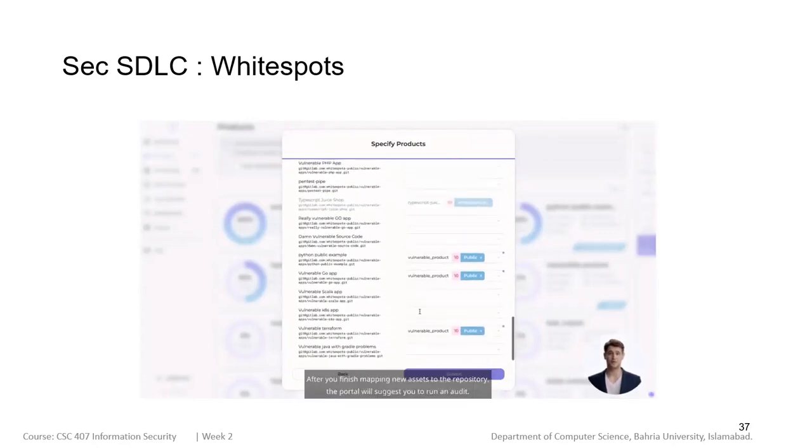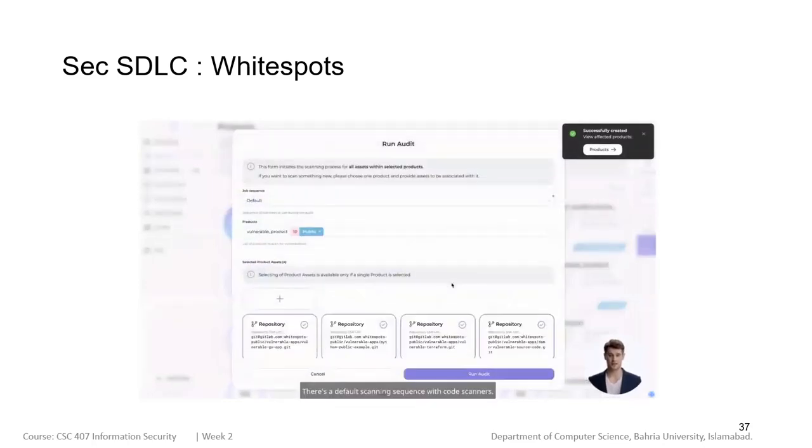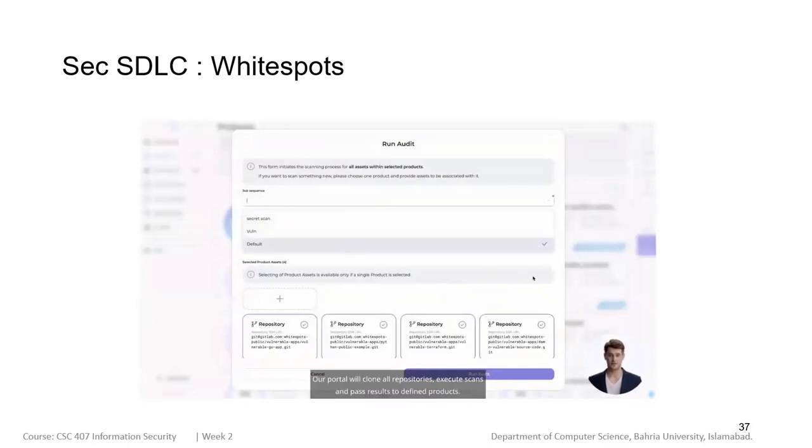After you finish mapping new assets to the repository, the portal will suggest you run an audit. Let's run the audit right away. There's a default scanning sequence with code scanners. Our portal will clone all repositories, execute scans, and pass results to the defined products. Let's see what's going on behind the scenes.